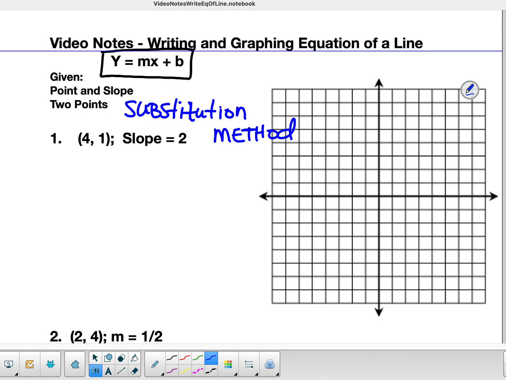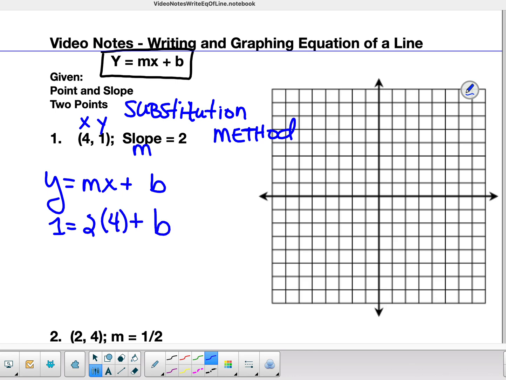Substitution. So I'm going to take my generic model, y equals mx plus b, and I'm going to look at the information that I'm given. If I'm given an ordered pair, that means I'm given an x and a y. If I'm given the slope, that means that I'm given the m. So I'm going to take those three numbers and replace the variable in the equation with the numbers that are provided. Y is going to become 1, m is 2, x is 4, leaving me with one unknown or one variable of b, which is where the line crosses the y-axis. So I'm going to solve this for b.